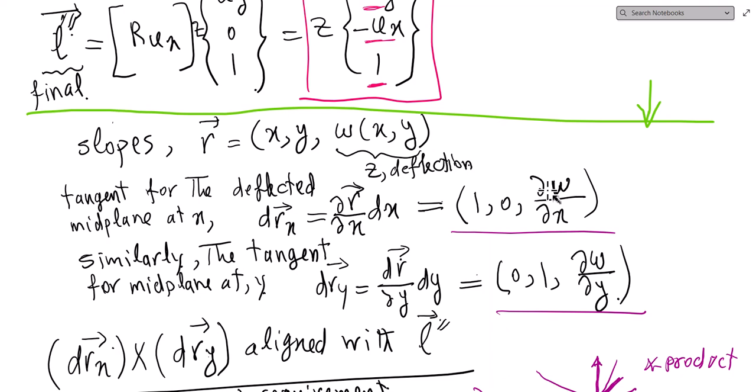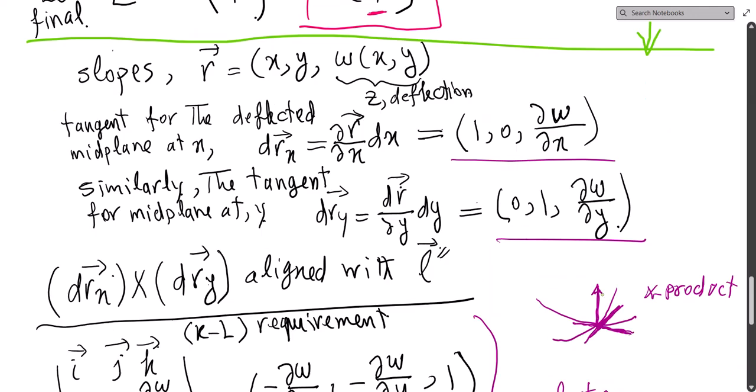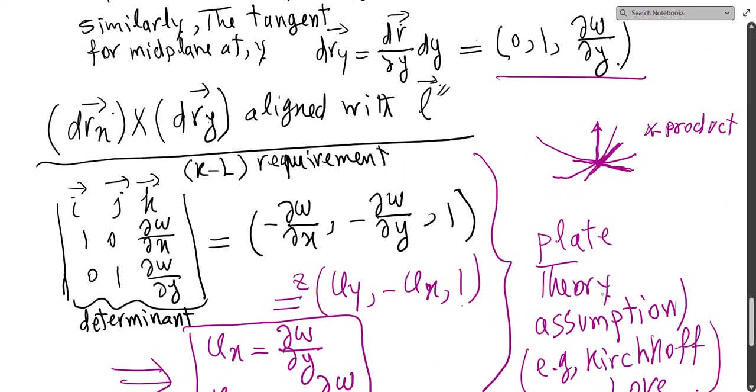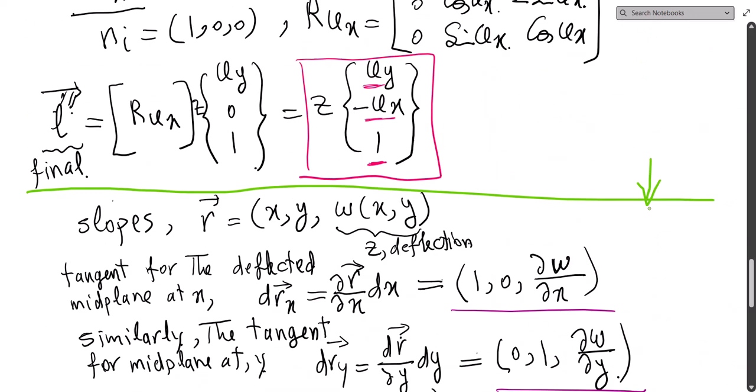This is contrary to the beam theory, where we could drop the partial differentiation and use the total derivative. Similarly, for the y direction, we differentiate this with respect to y. So this becomes 0, 1, and dw dy. Now, this is the important part. This is the connection with the so-called geometry that we derived here.